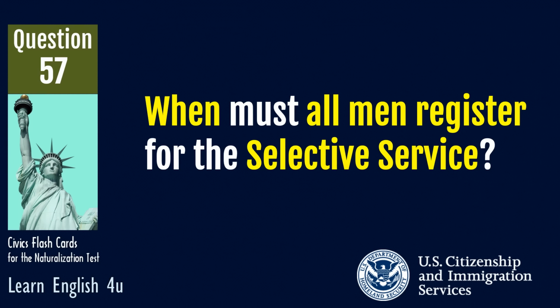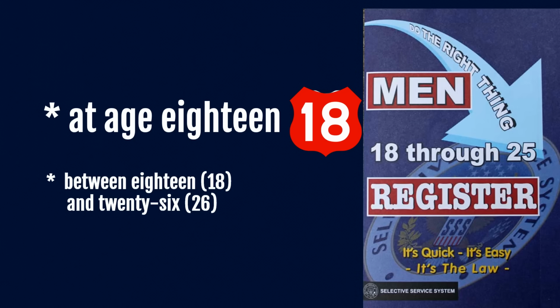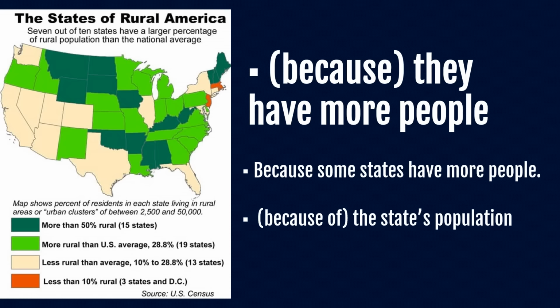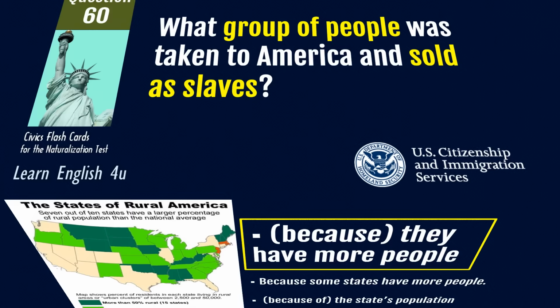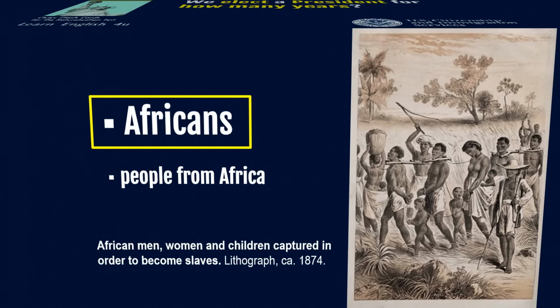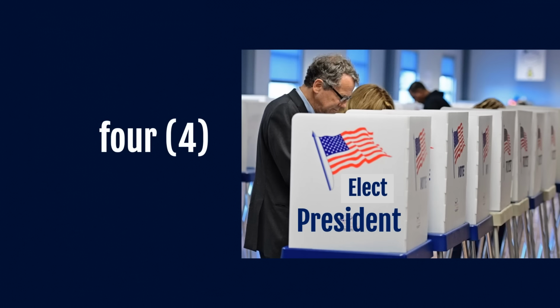When must all men register for the Selective Service? At age 18. Why do some states have more representatives than other states? Because they have more people. What group of people was taken to America and sold as slaves? Africans. We elect a president for how many years? 4.